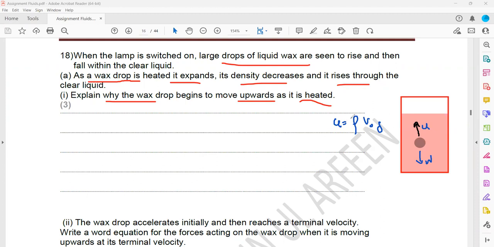If we consider that the density of the fluid is not changing, when the wax expands, its size increases. When its size increases, the volume increases, and when the volume increases, the upthrust also increases. So it means a greater upward force than downward force, which causes it to accelerate upward. To answer the marking point, you will mention that as the wax drop expands, its volume increases and upthrust depends on the volume of the object, so the upthrust also increases, or upthrust is more than the weight plus the drag. So this will accelerate it upward.